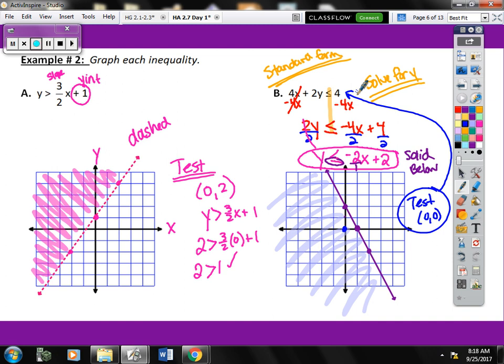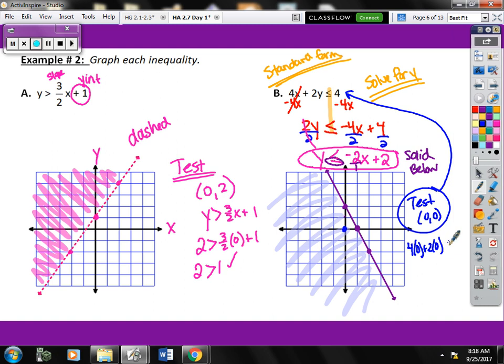So always test it back in the given, which would be 4 times 0 plus 2 times 0 is less than or equal to 4. 0 plus 0 is 0. 0 is less than or equal to 4. Now this does not always ensure that you got the problem right. It will ensure that you at least shaded in the correct direction. Okay, because again, there's a chance that you made a mistake somewhere and it still is shaded over that point.